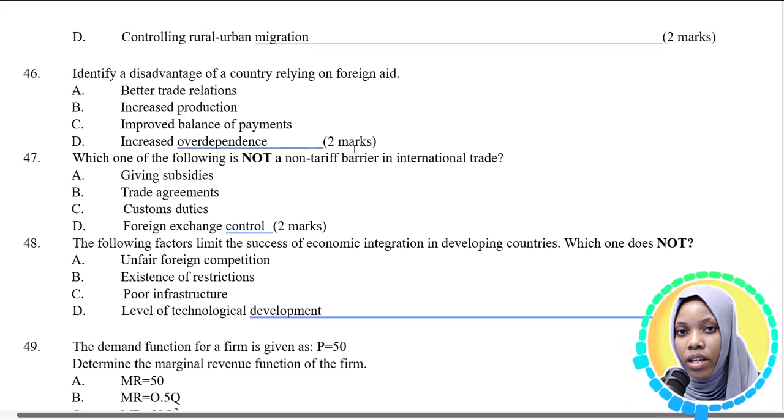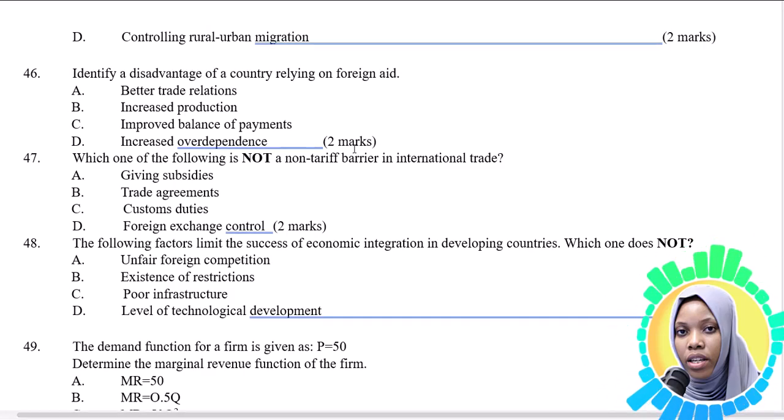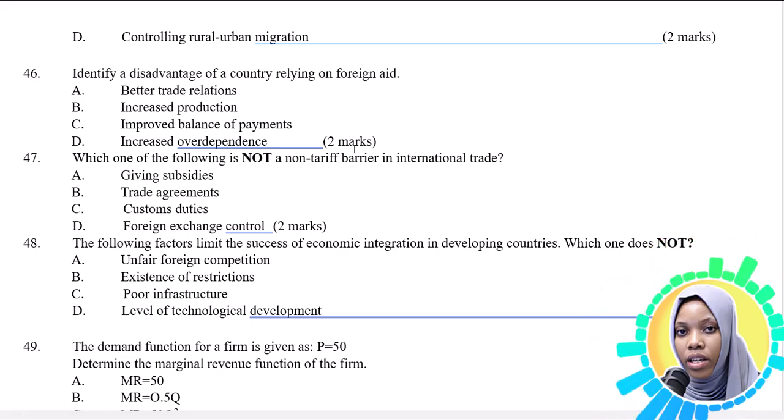Question 46. It reads, identify a disadvantage of a country relying on foreign aid. What are you likely to get as a disadvantage of relying on foreign countries? Help from foreign countries. Choice A, better trade relations. If we get better trade relations, then that's an advantage.